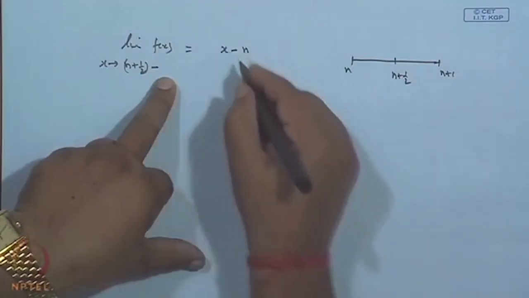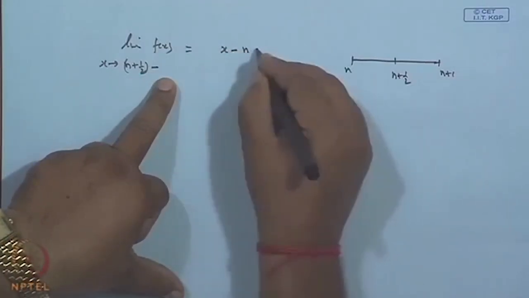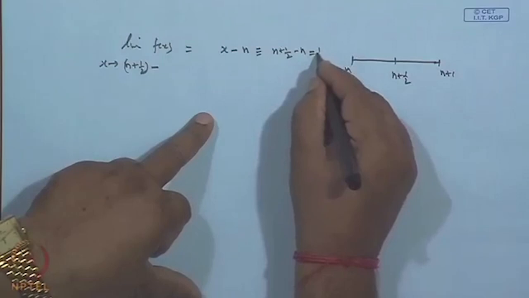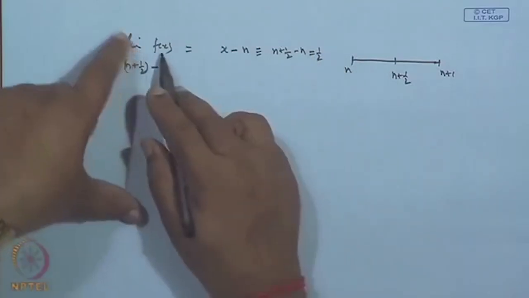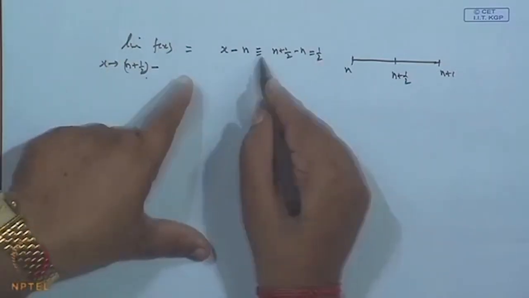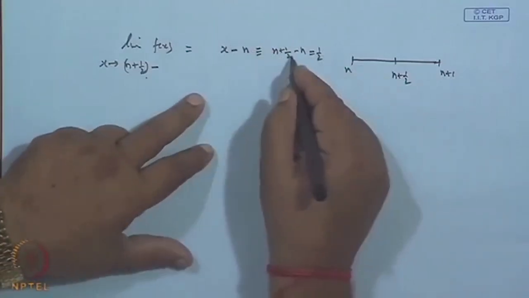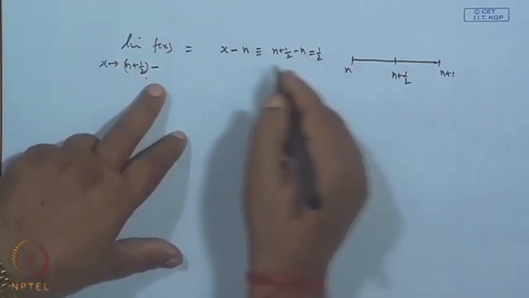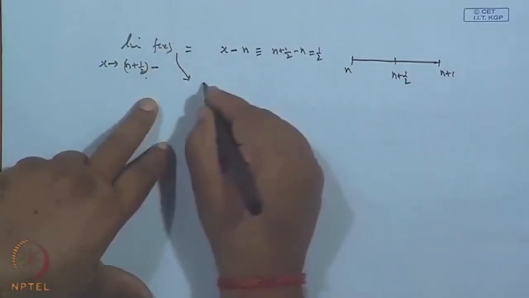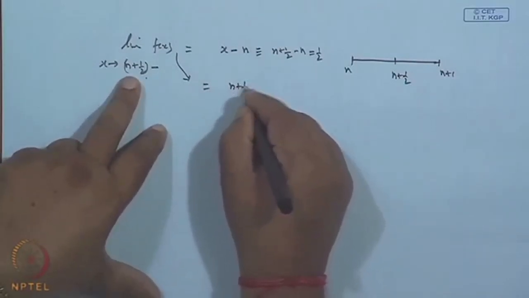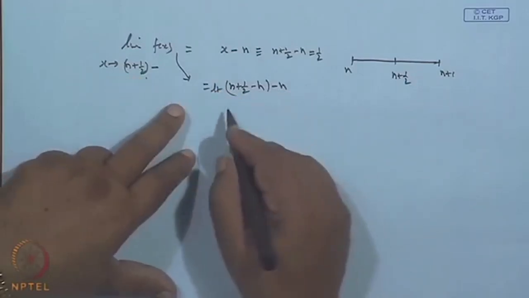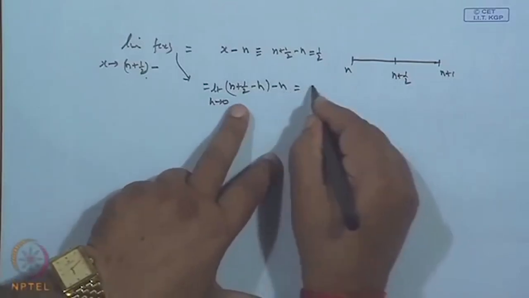So basically this is equivalent to n plus half minus n. So basically this is half. So when you are taking the function, this one, is it not? So limit of this means x equal to x plus h. So here you write x equal to n plus half minus h, and then minus n, and limit of this thing when h tends to 0. So basically it comes out to be half.